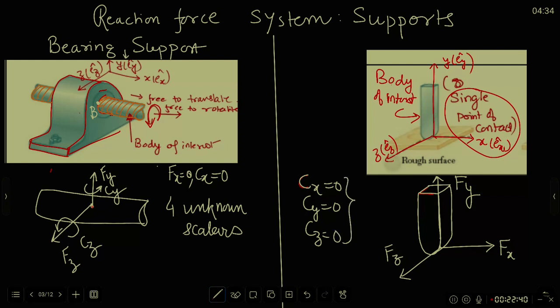Single point of contact implies no couple, no interactive couple can exist. Okay, and that is why I can confidently put Cx, Cy and Cz to be 0. So that's the free body diagram or the reaction force system. Only 3 unknown scalars in this case.